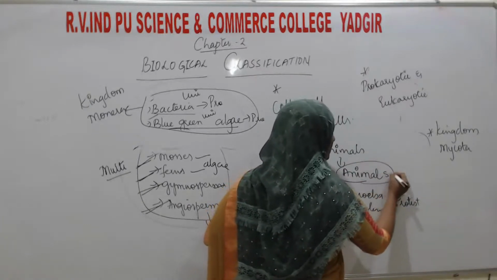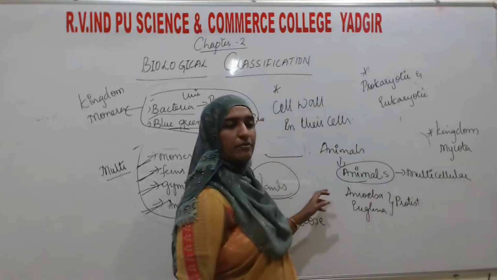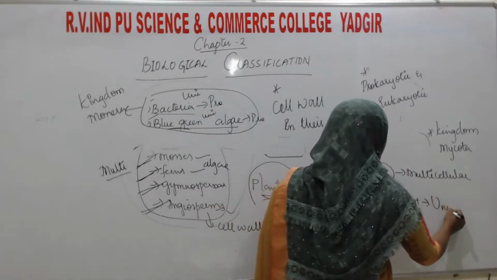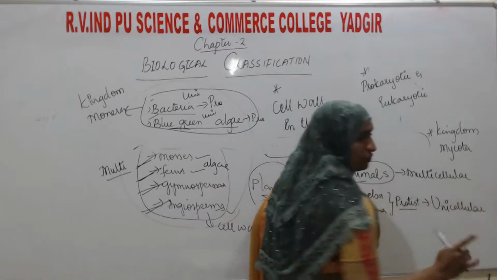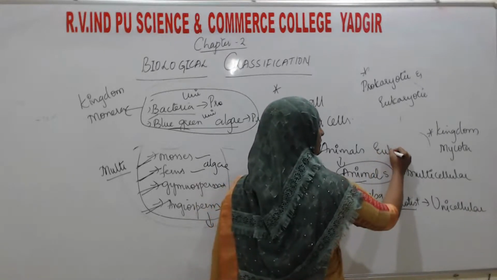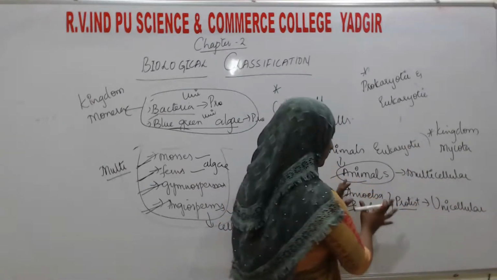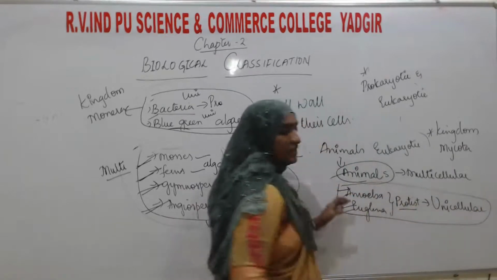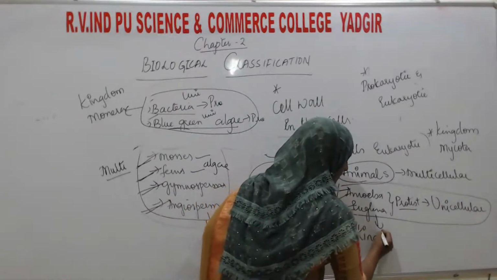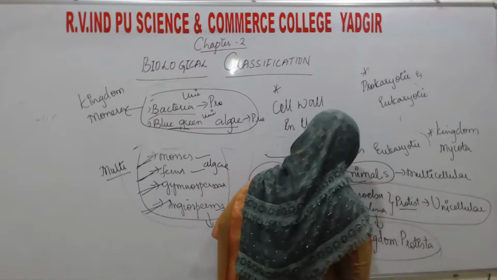But here the animals are multicellular, meaning their body is made up of many cells. Amoeba and euglena, that means protists, are unicellular. Their body is made up of only one cell. But the cell in both of them is eukaryotic. So by seeing this character, multicellular or unicellular, the protists have been placed under a different kingdom. What is the name of that kingdom? Kingdom Protista. This is the fourth kingdom.